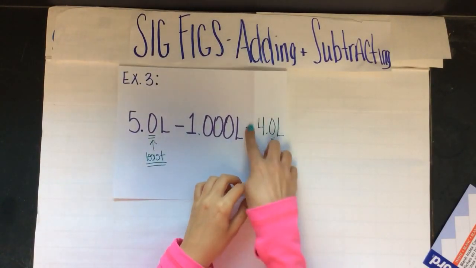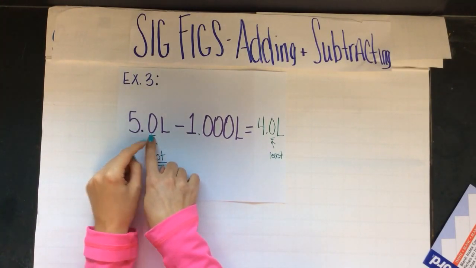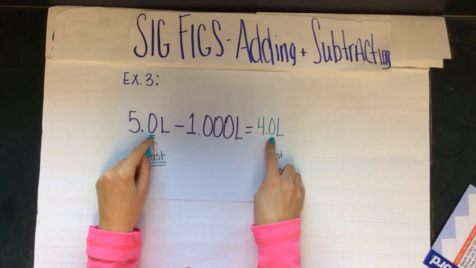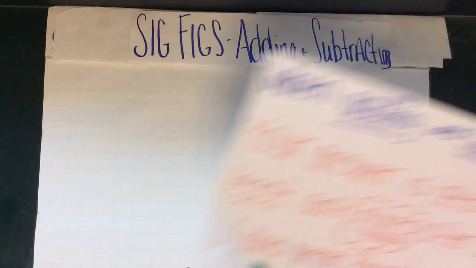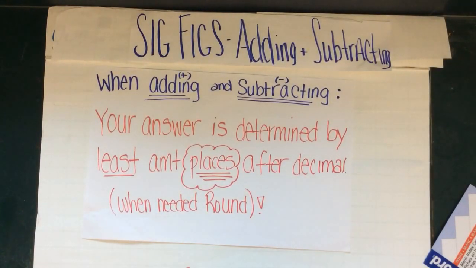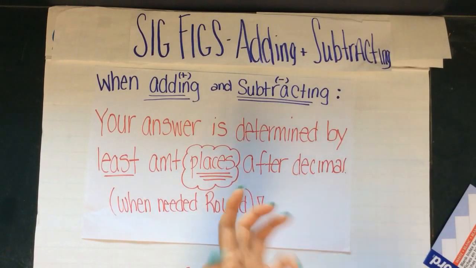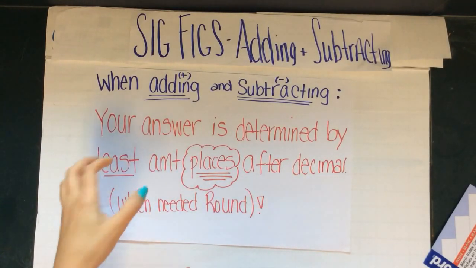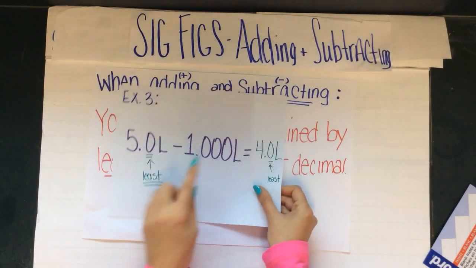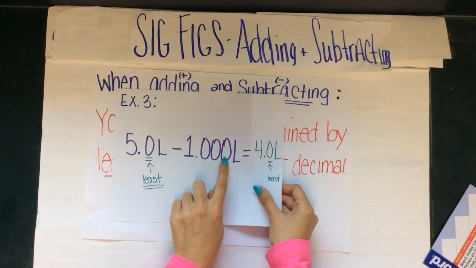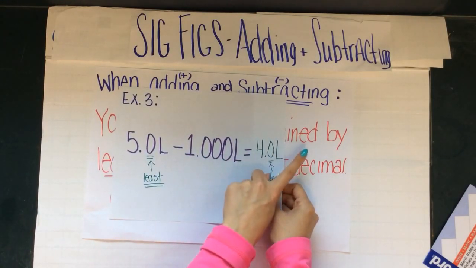Hopefully you said 4.0. We're only as good as our weakest measurement, right? So you only want to go to the tenths place here because this one goes to the tenths place. So in summary, you always want to make sure that your answer, when you add and subtract, mimics the number of places after the decimal as your weakest measurement, as your measurement with the least amount of places. If you remember back in this example, 1, 2, 3 places after the decimal, that's a lot of places compared to 1. So I don't put 3 places behind here. I just put 1.